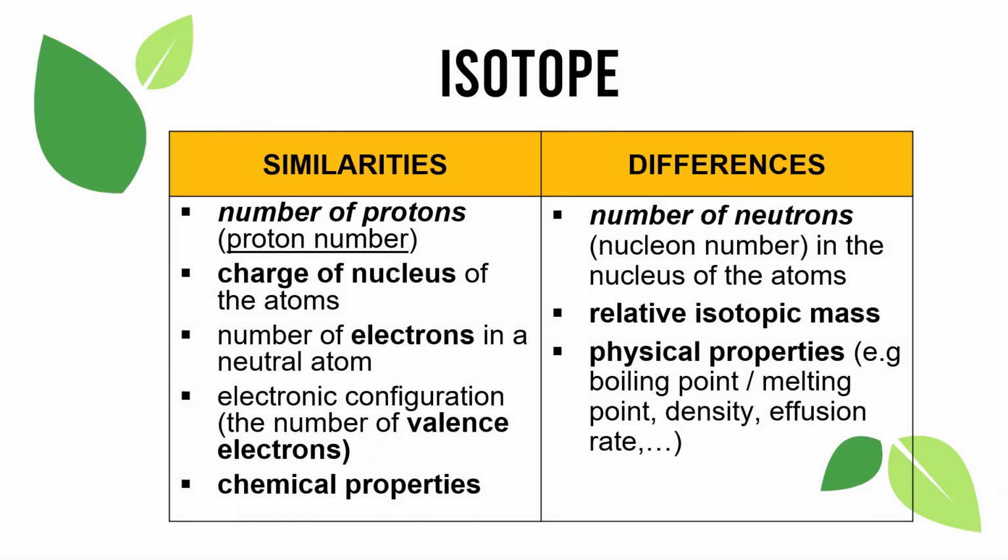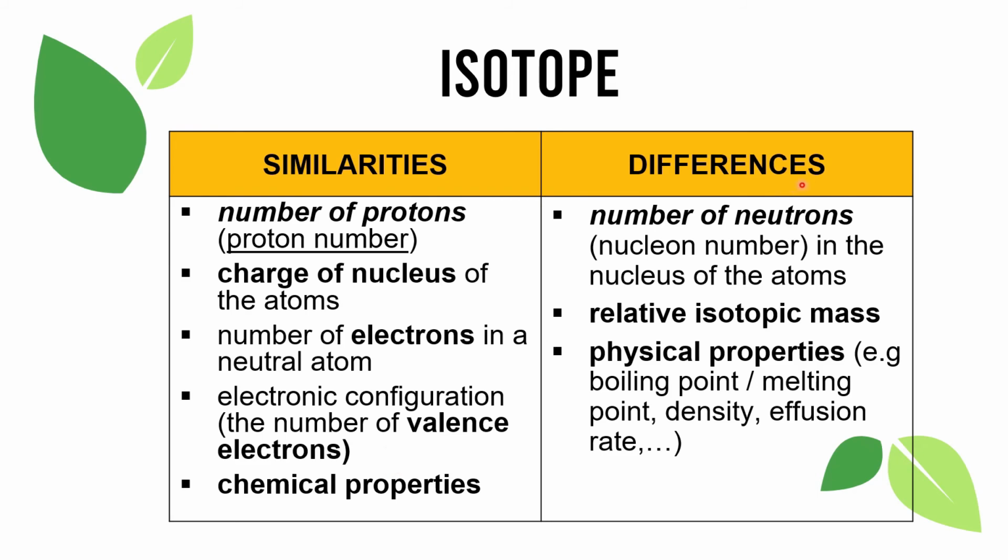Here are the similarities and differences of the isotopes. Isotopes are similar to each other in terms of number of protons, charge of the nucleus, number of electrons, and their electronic configuration. This is because they have the same number of valence electrons. Why do they have the same number of valence electrons and electronic configuration? Because they have the same proton numbers. And also they have similar chemical properties.